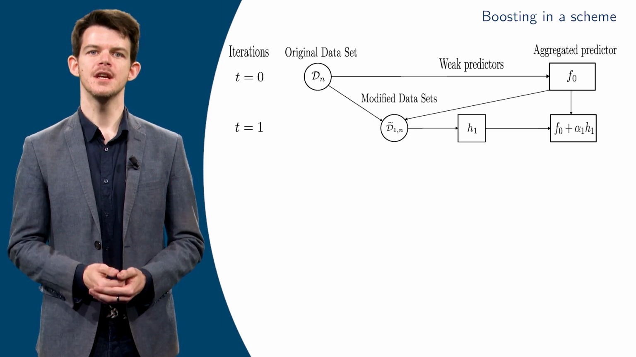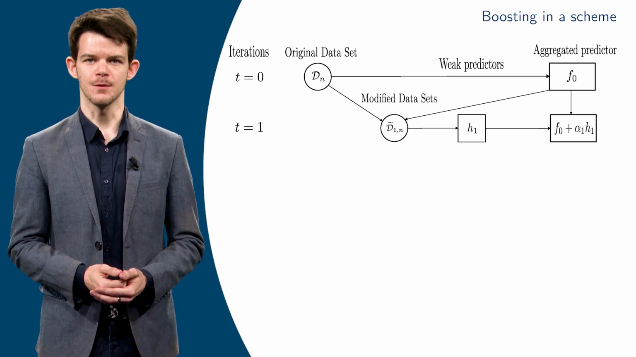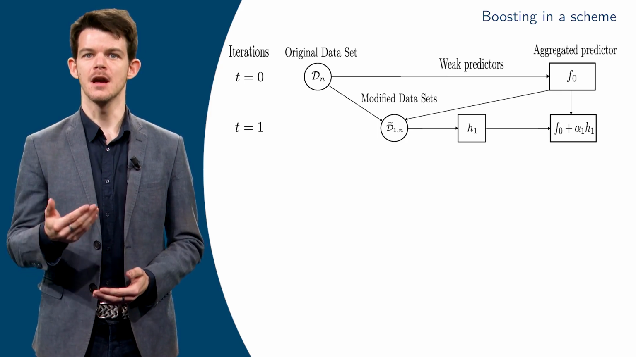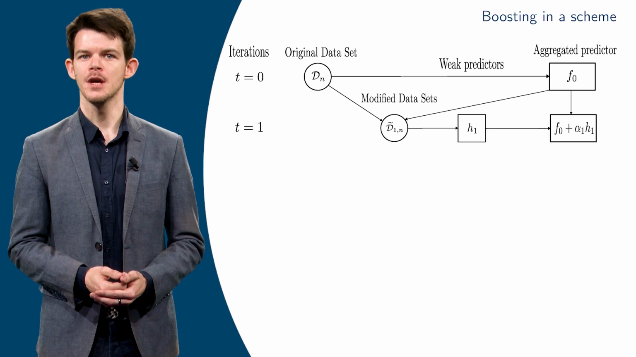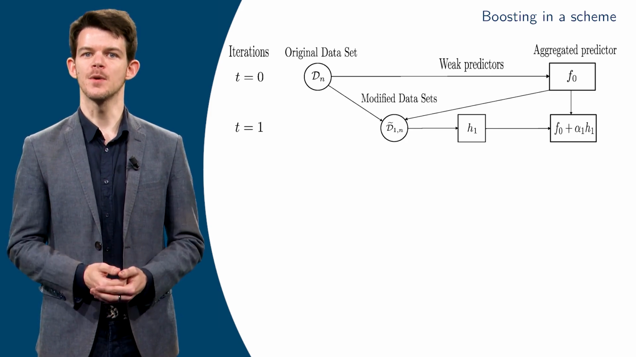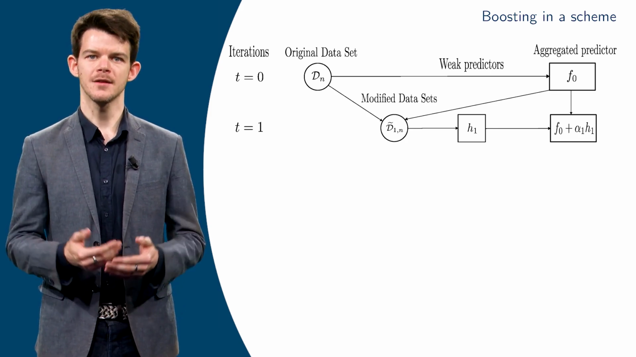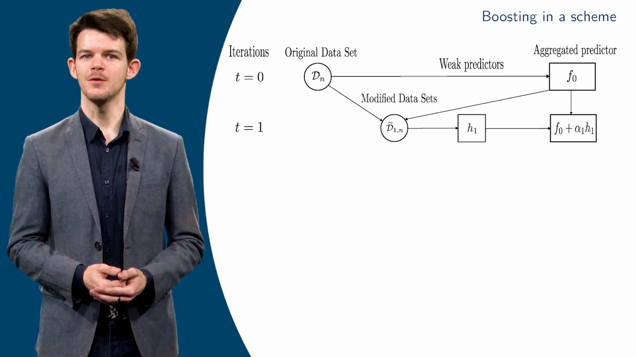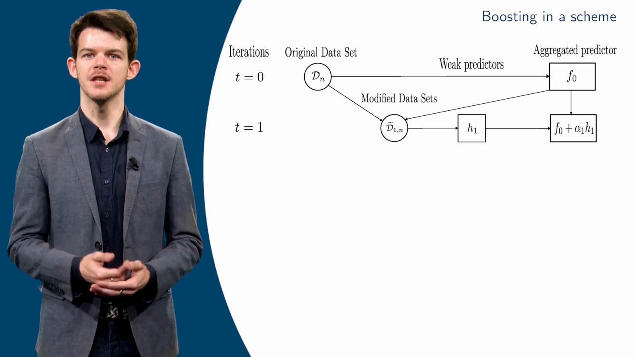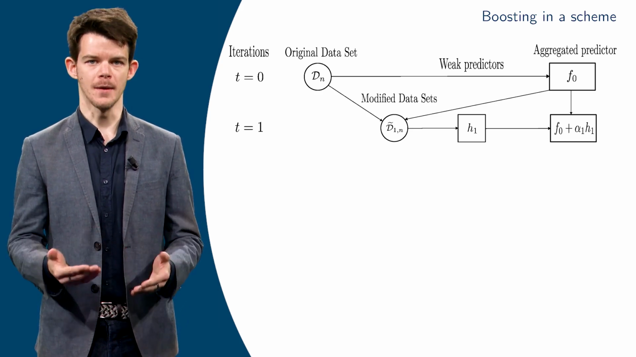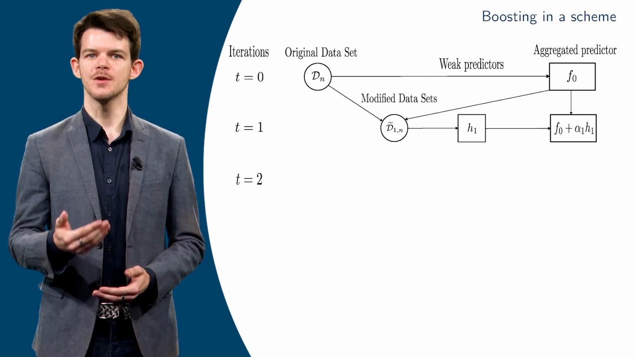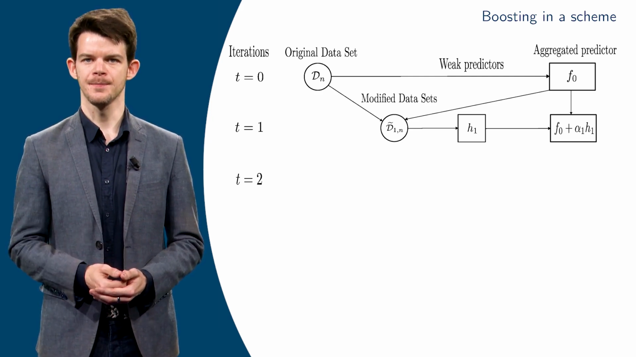Thus, we see here that this procedure is iterative. We constructed a predictor h1 from the residuals, i.e. errors, of the predictor f0 to obtain a combination f0 plus alpha1 h1 that has a smaller error. The predictor f0 plus alpha1 h1 is thus the aggregated predictor in step 1. We then repeat the same procedure considering the residuals of this aggregated predictor.